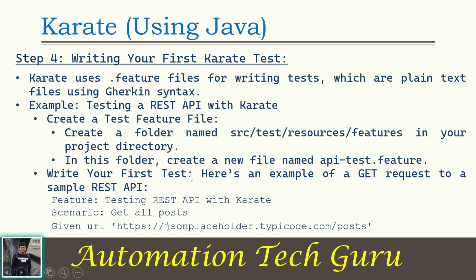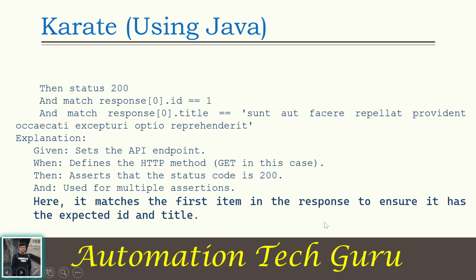Write the test case. The sample will be testing RestSharp, scenario: get all posts. Given the URL, this is the URL, you can get the posts, and then status, and match response equal to 1 and match response title equal to this. So given basically sets up the API, when defines the HTTP method, then it asserts the status code 200 and multiple assertions. Here it matches the first item in the response to ensure it has the expected ID and title.